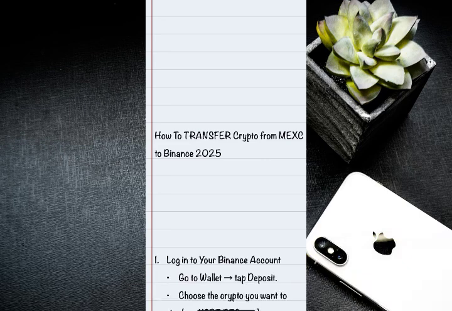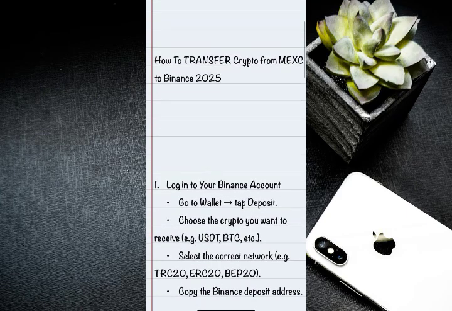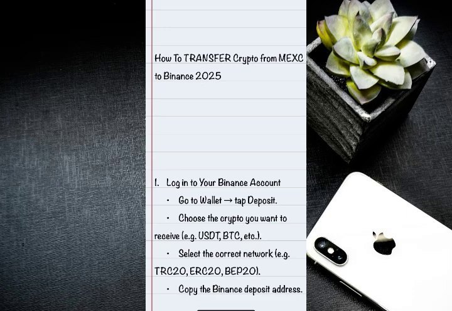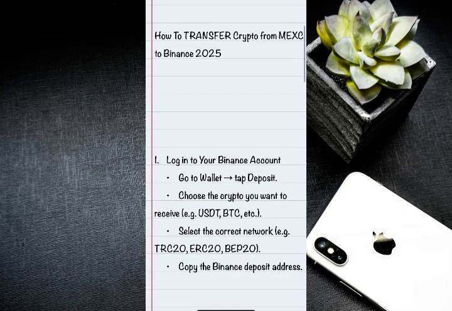In this video, I'm going to walk you through an easy step-by-step guide on how to transfer crypto from MEXC to Binance. So to get started, the first thing to do is to log into your Binance account, then go to wallet, then from there tap on deposit, then choose the crypto you want to receive, for example USDT, BTC or any other form of crypto.